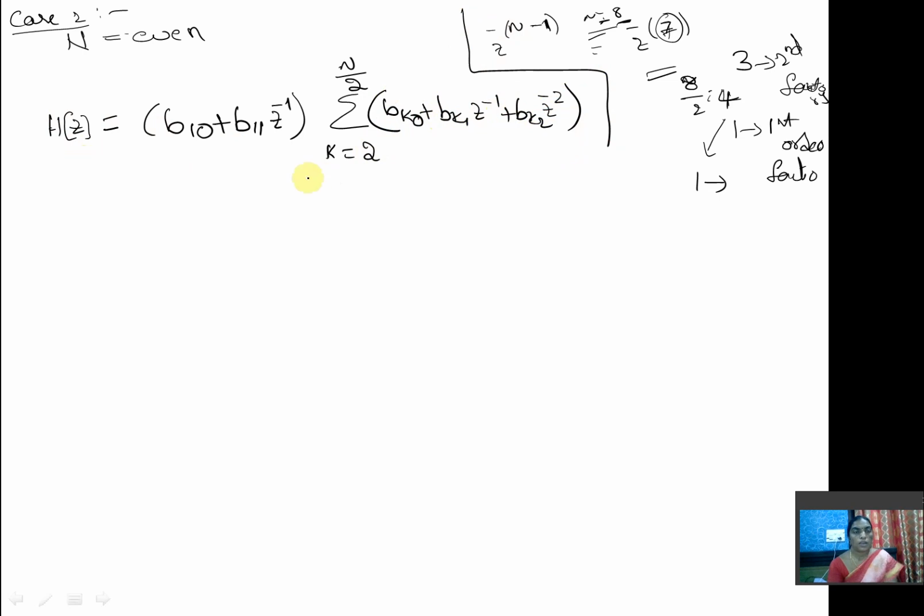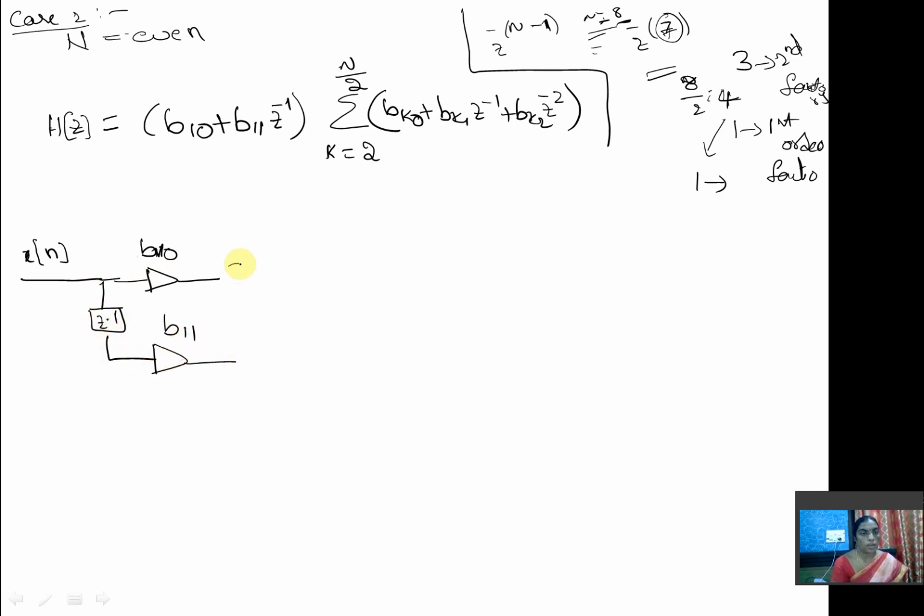Okay, right? So now, how can you develop this one? How can you realize this one? See here, x of n. First place this first order factor. So here is a multiplier b10. Now use the delay unit, then multiplier b11 and then add here. Then the first term realization is finished.